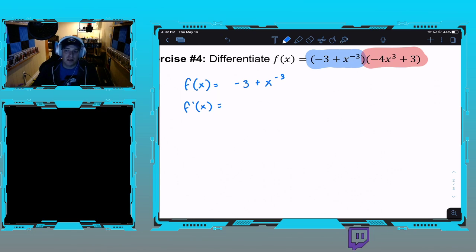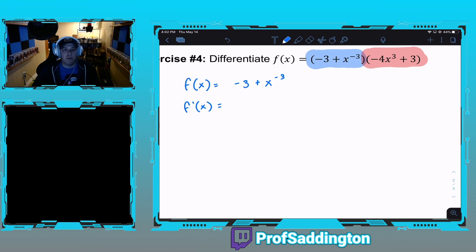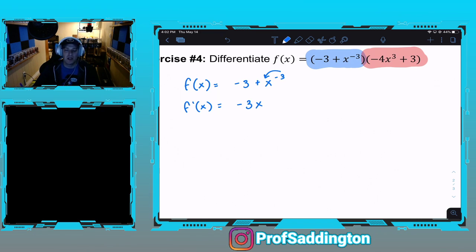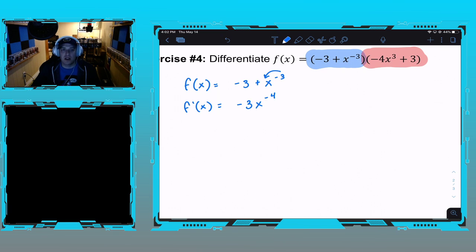And just because it's a negative exponent, it doesn't mean that we're going to solve that any differently. You're still going to multiply it by the coefficient out front, which in this case is 1. So we'll have negative 3x. And this is where you've got to be careful, because you have to subtract 1 from the exponent. Negative 3 minus 1 means we're going to have negative 4 as our new exponent. So the derivative for this is just going to be negative 3x to the negative 4.